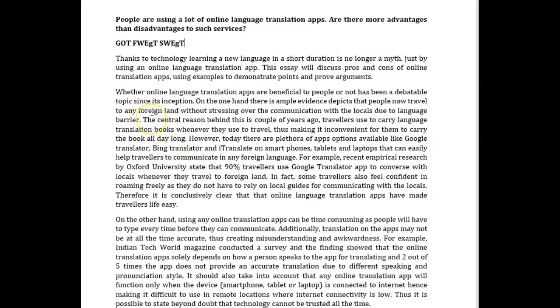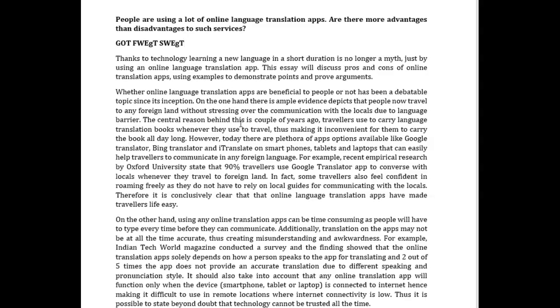The reason behind this is a couple of years ago, travelers used, with a D, to carry language translation books whenever they used, again, D, careful here, thus making it inconvenient for them to carry the book all day long. However, today there are a plethora of apps, options. No. Today there are, you could just say, many options available, like Google Translator, Bing Translator, and iTranslate on smartphones, tablets, and laptops that can easily help travelers to communicate in any foreign language.